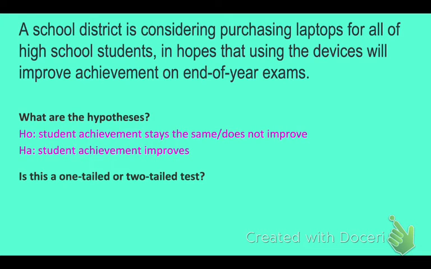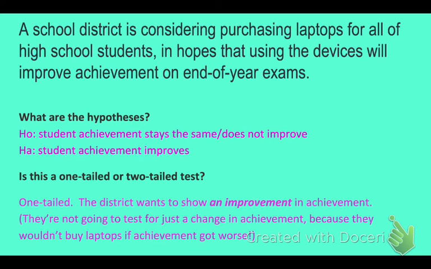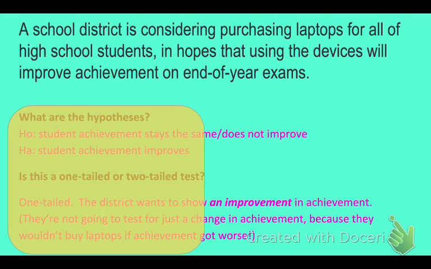So would this one be a one-tailed or a two-tailed test? Let's do a little bit of review from last chapter. We're looking to see that it improves, which means we would do an upper tail, right? So a one-tailed test. Again, the district wants to show an improvement in achievement. They're not going to test for just a change in achievement because they wouldn't buy laptops if achievement got worse, right?